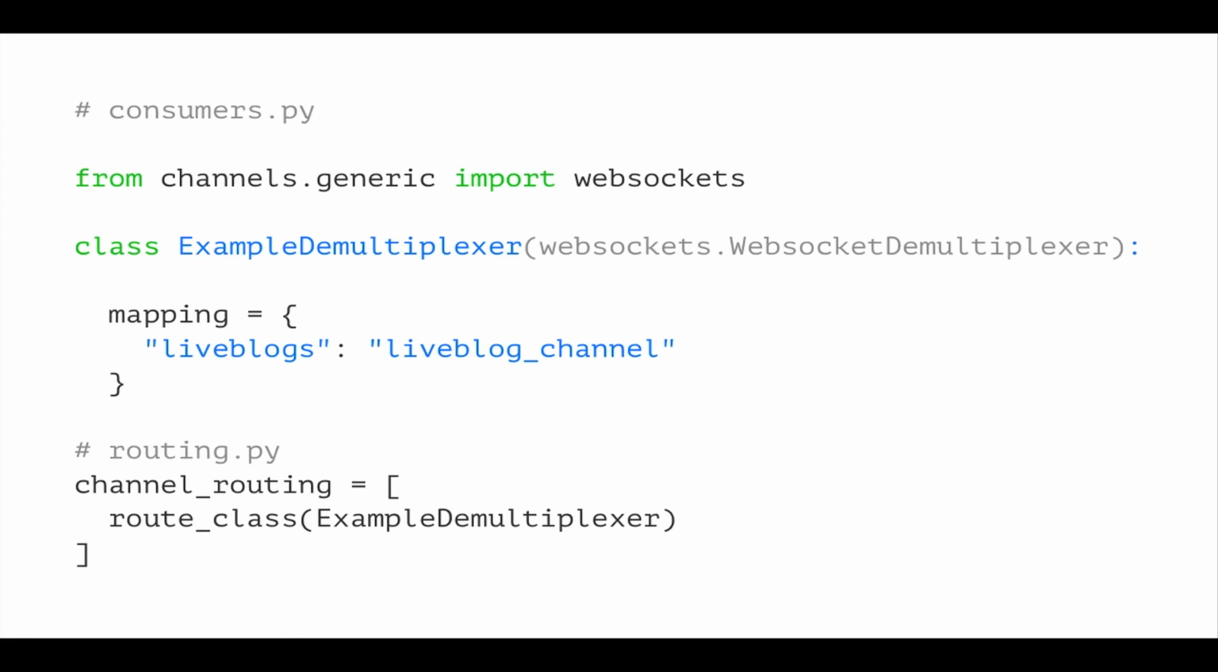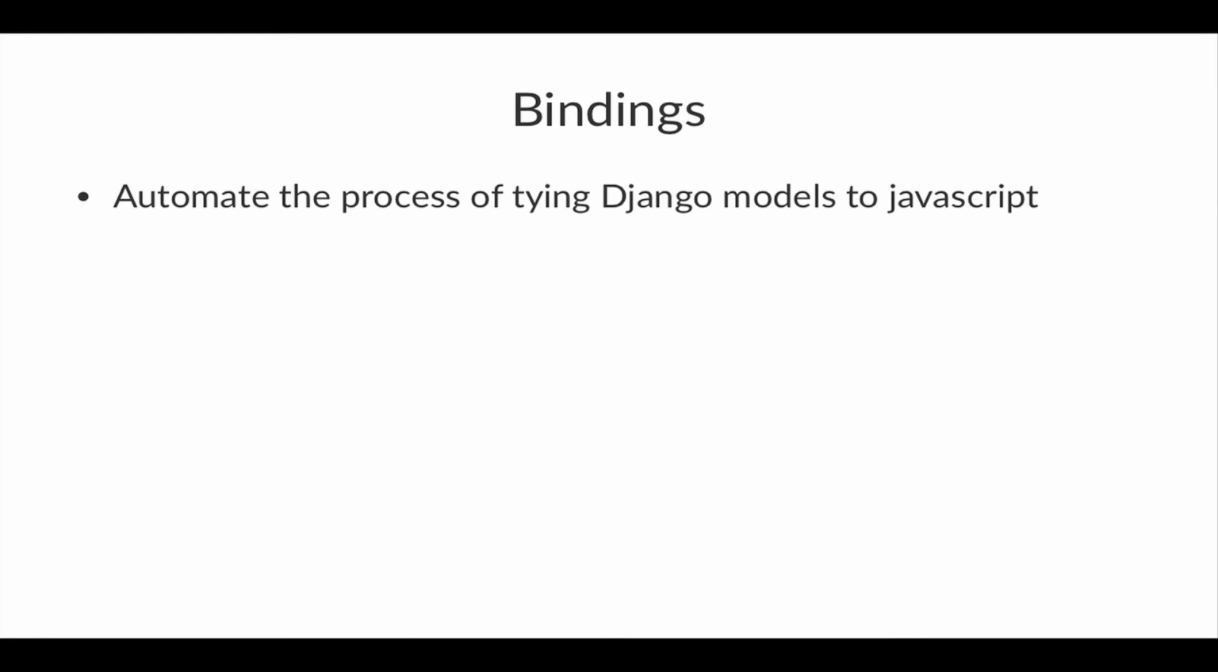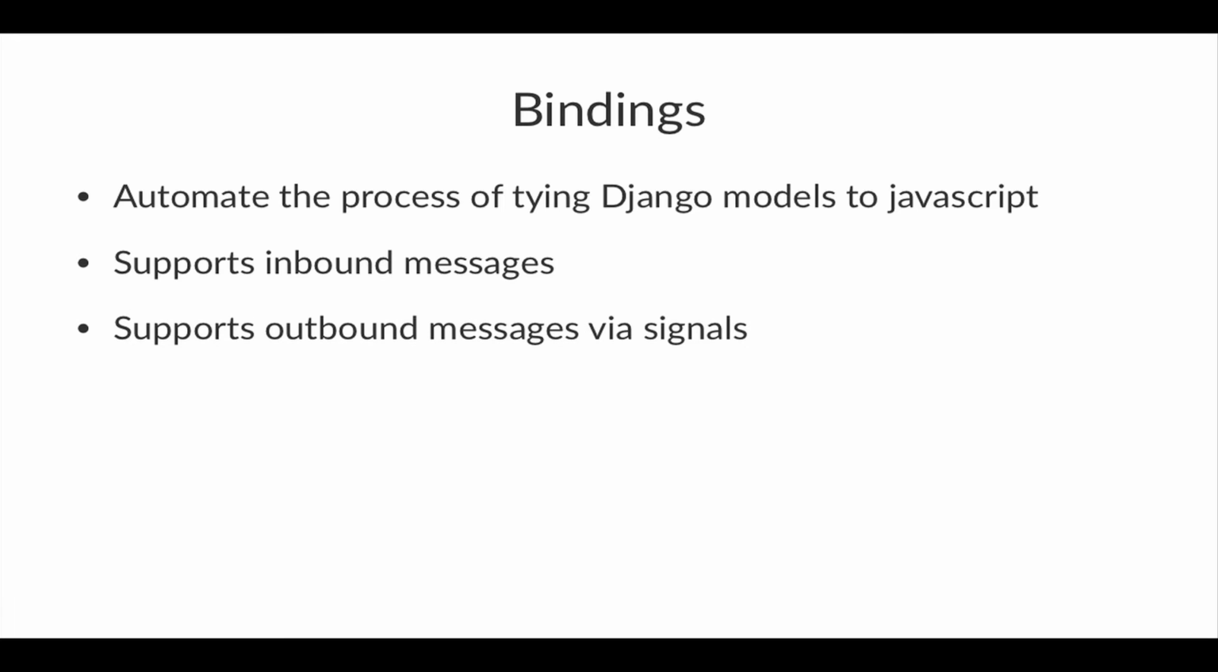I said that channels aren't necessarily tied to a specific protocol. And this is an example of that. So the other thing we need is another abstraction provided by channels, and it is called bindings. The purpose of bindings is to automate the process of tying a Django model to front-end JavaScript. The way that it does that is by supporting inbound messages and outbound messages via signals.